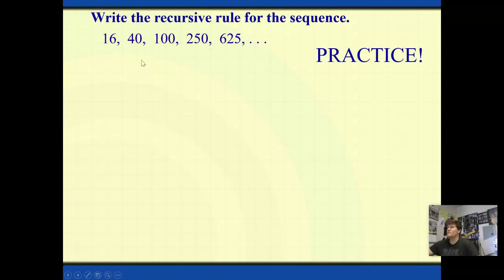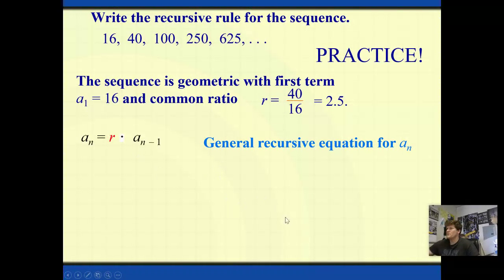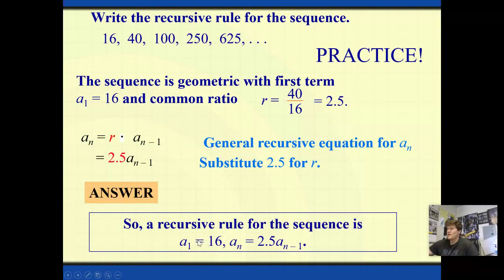You have 16, 40, 100, 250, 625. Find that common ratio, we get 2.5. Find the first term, you get 16. Write that recursive equation. You have A1 equals 16. An equals 2.5 times An minus 1.